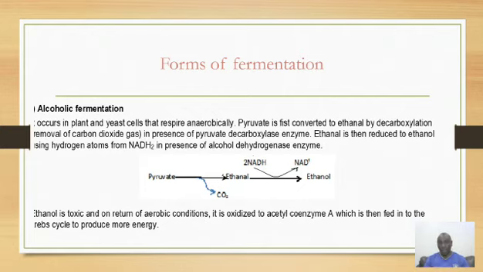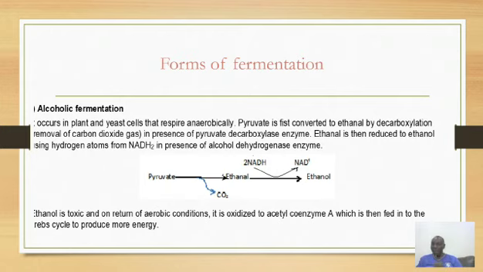in yeast and plant cells involves the pyruvate or pyruvic acid, which was from glycolysis, undergoing decarboxylation, giving off carbon dioxide gas in presence of pyruvate decarboxylase enzyme, forming ethanal. Ethanal is then reduced to ethanol by addition of hydrogen atoms from reduced nicotinamide adenine dinucleotide, giving off NAD and ethanol in presence of alcohol dehydrogenase enzyme.